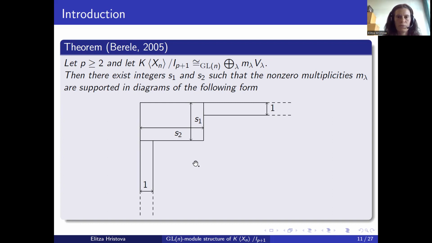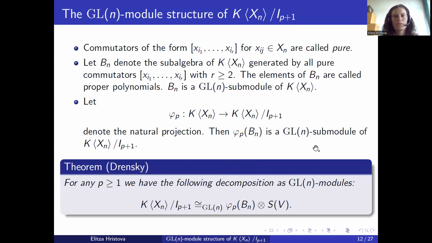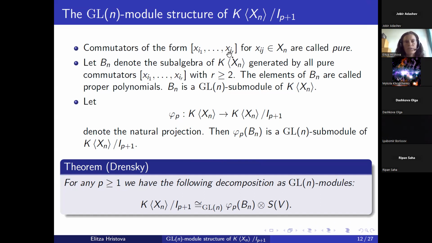Okay, so this is the theorem of Berele, and what our contribution to this picture is that we give an exact value for this s2 here. So this is our first result, and let us see how this goes. For this, we will need some more notations. So let us call commutators pure when their entries consist only of basis elements.